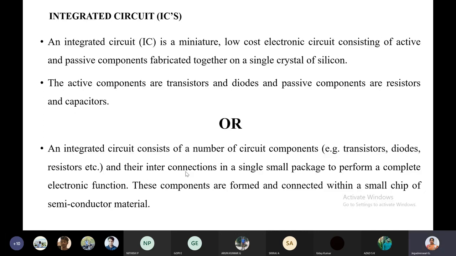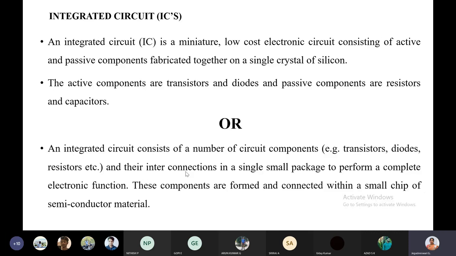Okay, so these components are formed and connected within a small chip of semiconductor material. This is also you can write. Okay, so I prefer the first definition. An IC is a miniature, low-cost electronic circuit which consists of active and passive components fabricated together in a single crystal of silicon. Then you have to write the active components are transistor and diode, and the passive components are resistor and capacitor. So this is the definition of IC.